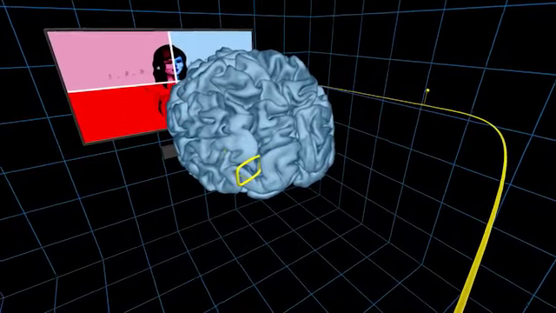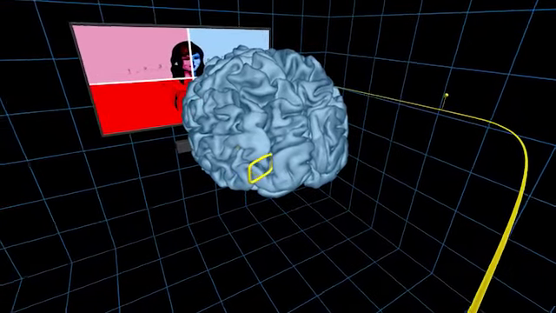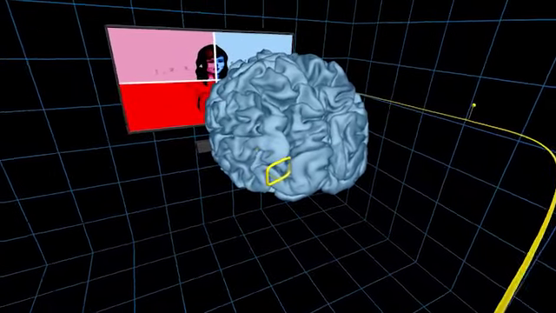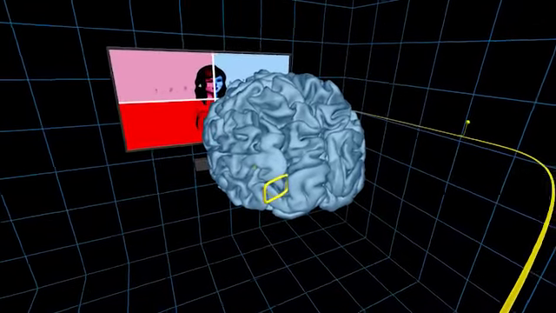Welcome to the Virtual Brain Visual Pathway demo. In this demo, you will fly through the brain, stopping at a series of stations. You will learn how the visual scene is projected onto the eyes and then travels along the visual pathway.